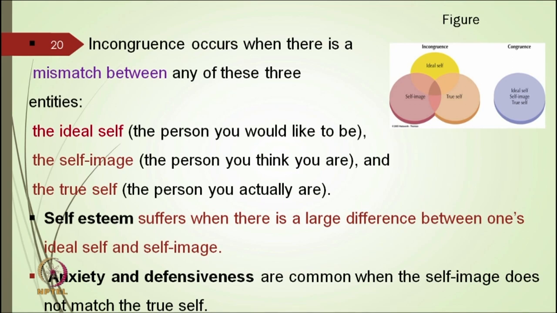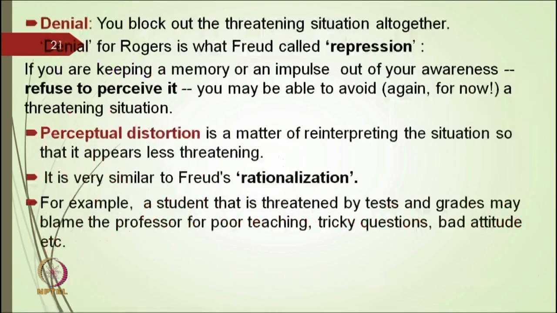That does not happen in all cases. Sometimes, as you can see here, these are only a little bit connected with each other and share a low level of variance, and they also have individuality, and that is the cause of incongruence. So self-esteem suffers when there is a large difference between one's ideal self and self-image, and we have low self-esteem in those situations. Anxiety and defensiveness are common when the self image does not match the true self. So that is the cause of the anxiety and defensiveness we have. So which defense mechanisms do we use in that situation? Carl Rogers has used two defense mechanisms, which broadly he has borrowed from Freud.